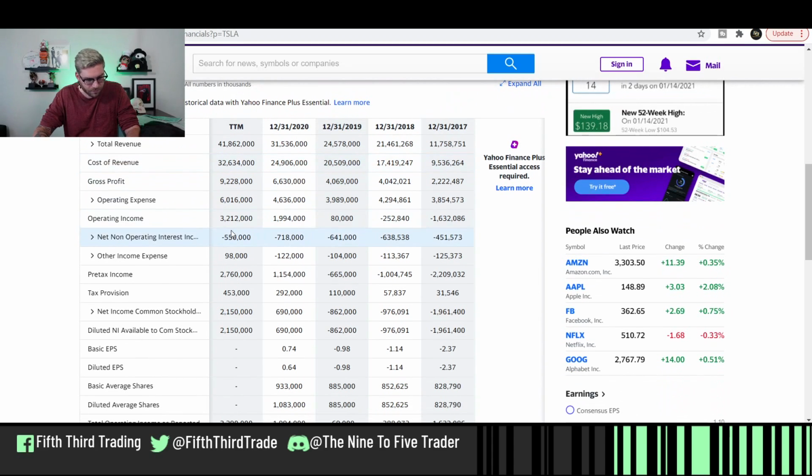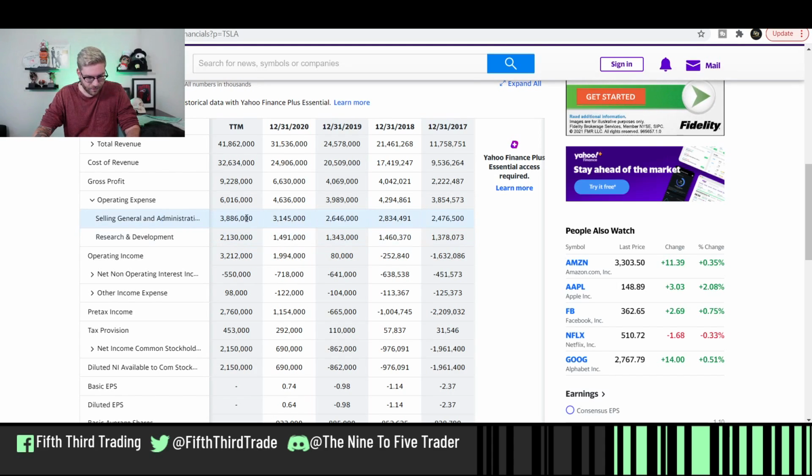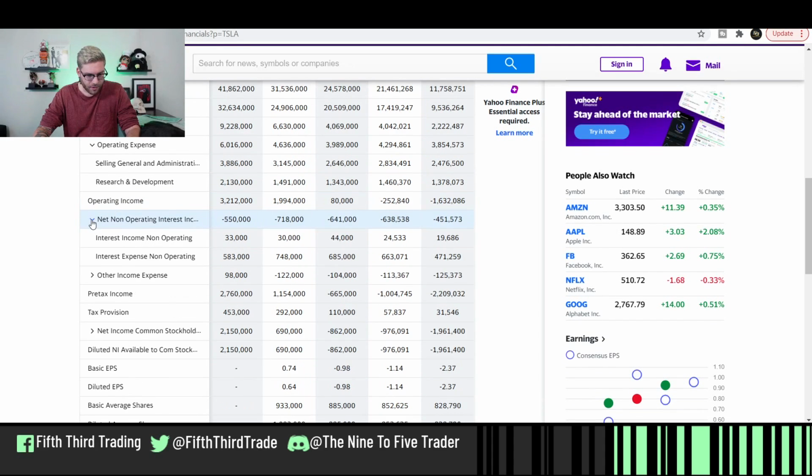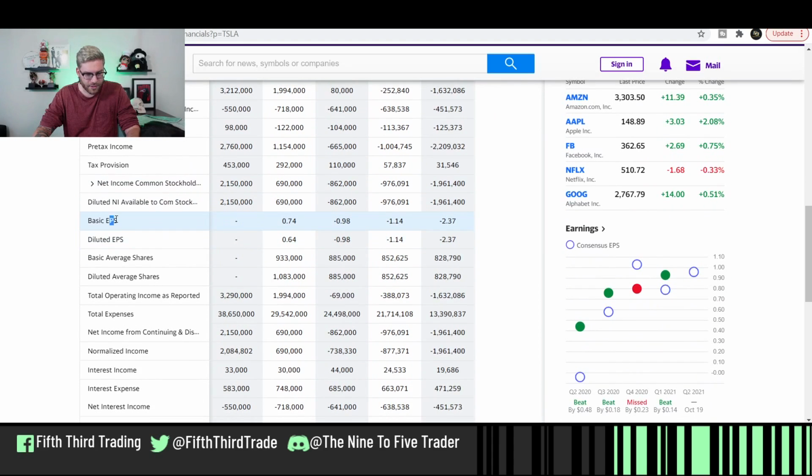That's really good. If you wanted to, of course, go into the expenses, see what they're doing. Oh, they're spending money on research and development. I like that. They're spending on selling, general and administrative. I like that. They have some interest coming in, you might look into that. Their tax provisions. I mean, EPS does matter. You want EPS to be positive. That's going up. That's good.